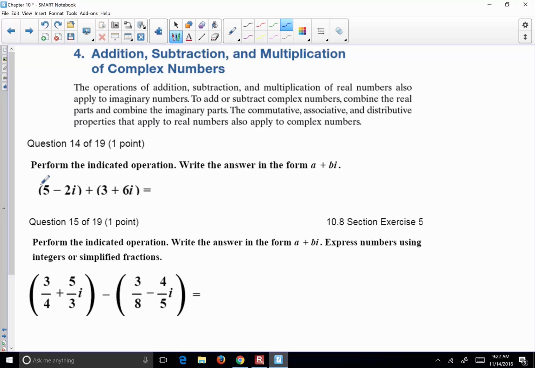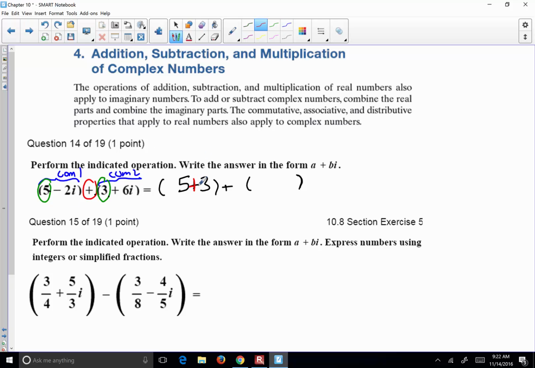So there are 2 complex numbers. Do you see that? This is complex number 1. This is complex number 2. There are 2 of them. And check the operation between them, addition. All you need to do is first, do not rush, group like terms together. What do I mean by like terms? Real parts with real parts, like 5 and 3 first. So I group 5 and 3 together, 5 plus 3.